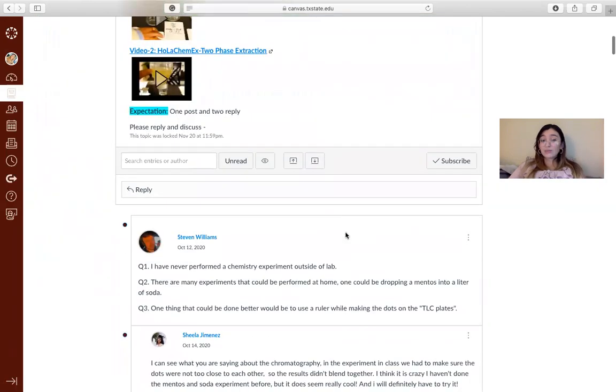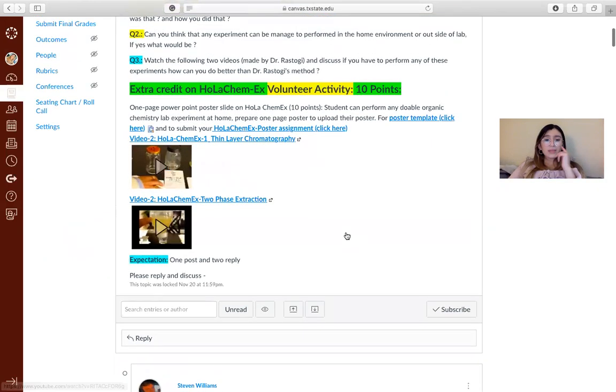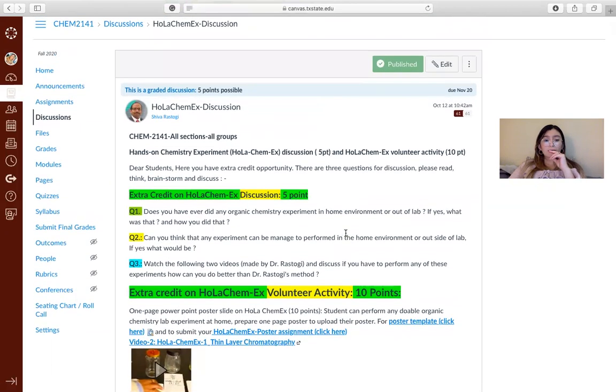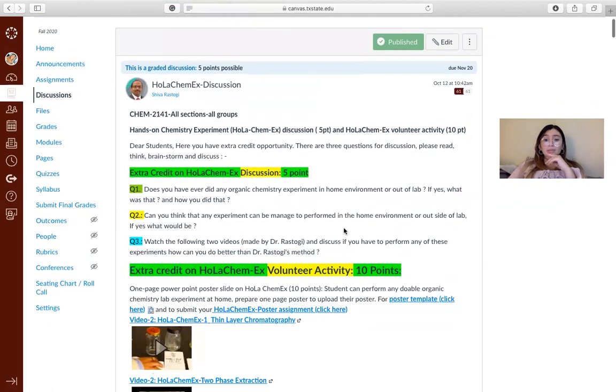I say do them. I believe he said he was going to send an email saying that it was going to turn into mandatory. But please do them. They're easy points, and it's going to bump your grade a lot.